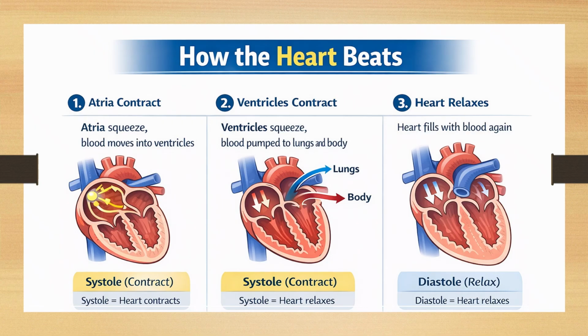Okay students, so here is the summary. The first step is when atria contract. When atria contract, blood moves into the ventricles. When ventricles contract, blood pumps to the lungs and body. And in the third step, the heart fills with blood again. Okay students, so till here we have completed our first objective and the first topic, that is 9.2 Heartbeat.